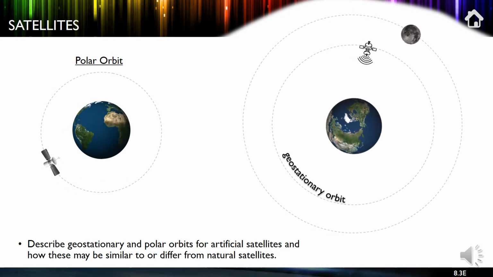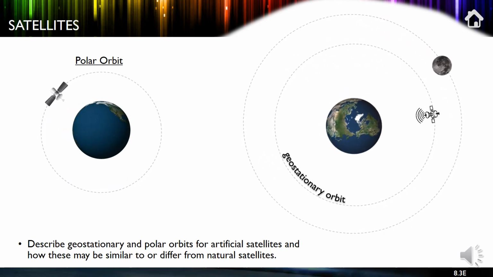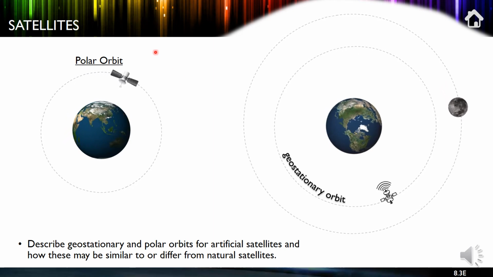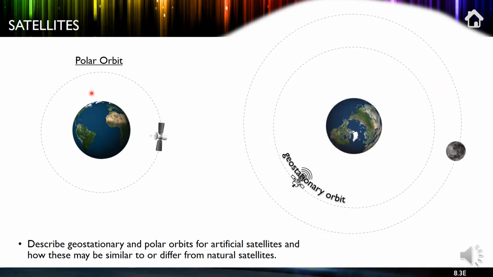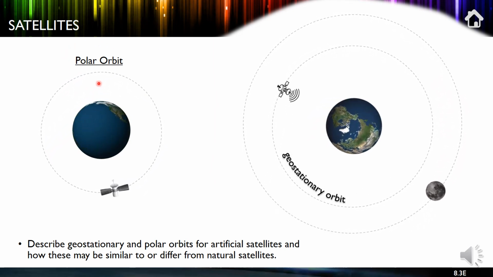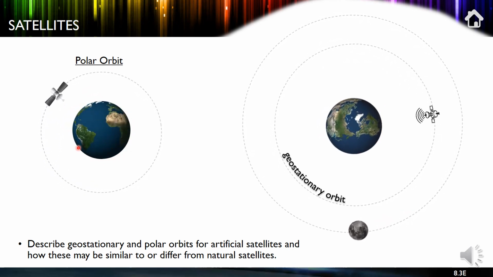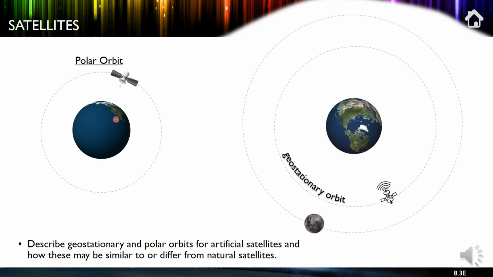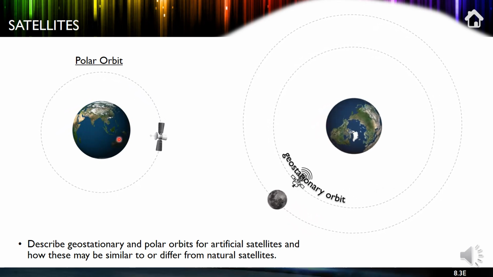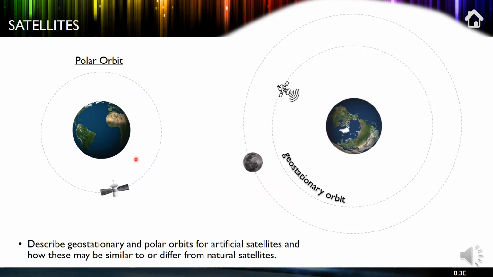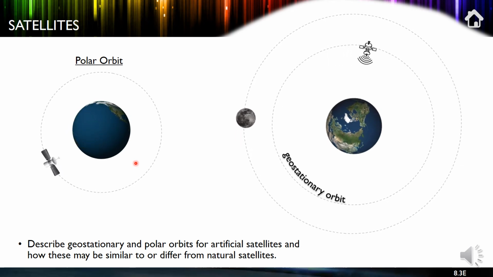Here we can see two key types of orbit. Firstly, on the left here we have the polar orbit. Now, as its name suggests, it goes over the poles. The advantage of this kind of orbit is that it gets to see the whole planet because the planet is spinning underneath it. So it's very useful for weather and other applications.